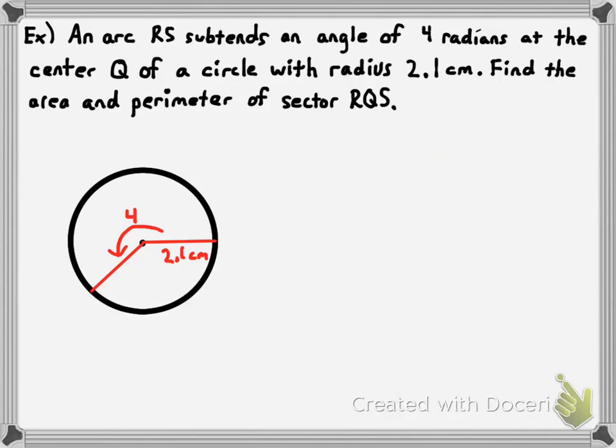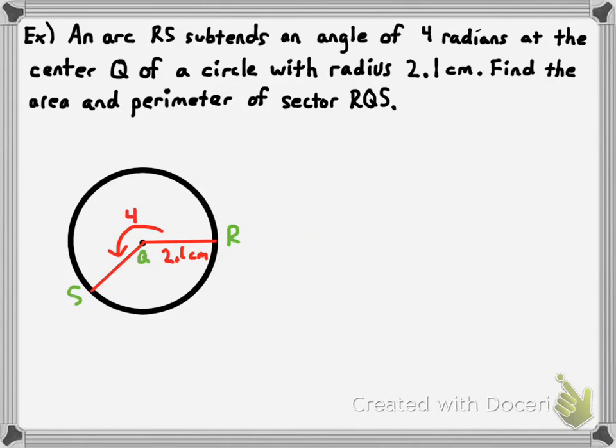Now I need to label some names here as well. It mentioned that the arc was arc RS. Okay, so let's just say that's point R right there and point S right there. Now there's 2 arc RS's, but we're looking at what's called a major arc RS right here. Okay? Because we're looking at one that's more than half the circle, right? More than 3.14 radians. And then it told us the center of the circle was Q. So let's put point Q right there.